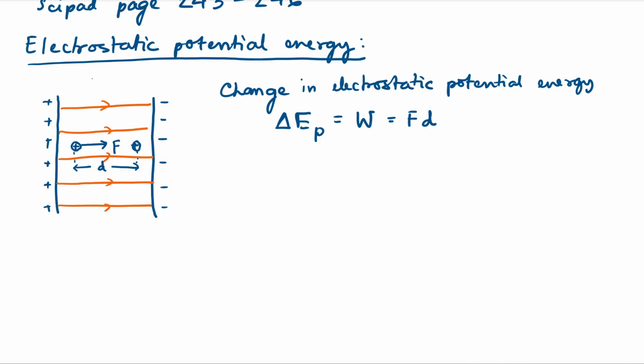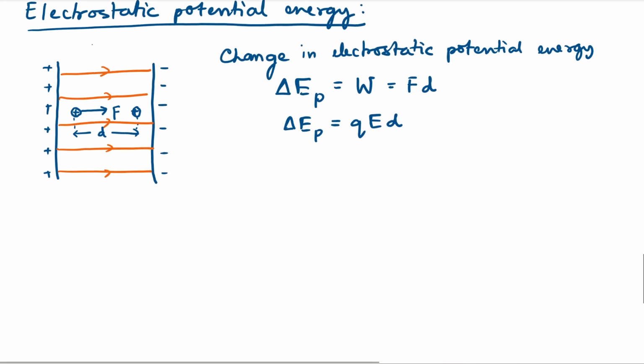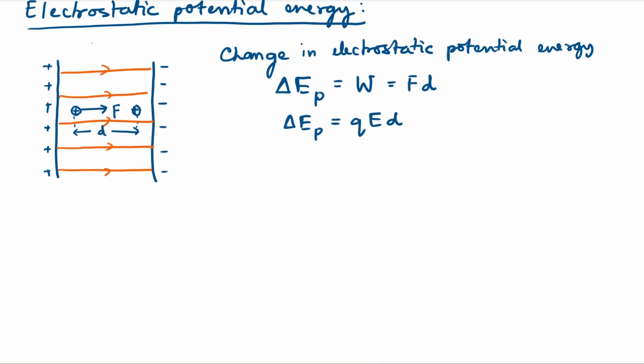And we have seen earlier that this force, electrostatic force, can be calculated as Q times E. So then the change in electrostatic potential energy over here is Q times E, that's the force on the particle, times the distance the particle has traveled. This is how you can calculate the change in electrostatic potential energy, and this is another formula that you will get in your formula sheet that you will have to use to do lots of calculations in static electricity.